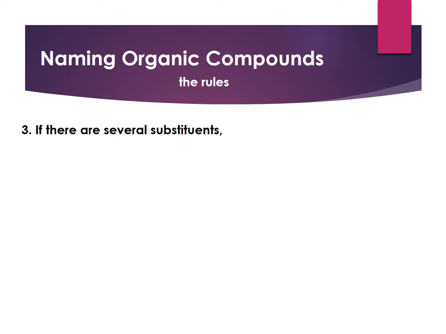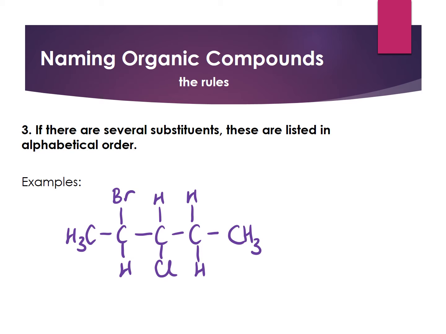The third rule is that if there are several different substituents, these are then listed in alphabetical order. So let's take a look at this example here. So in this example, we've got a total of 1, 2, 3, 4, 5 carbons again. So again, this one's based on pentane. We've got a bromo up here and a chloro down here. And if we start numbering from the left-hand side carbon as this is drawn, that would be 2-bromo and 3-chloro. B for bromo comes before C for chloro.